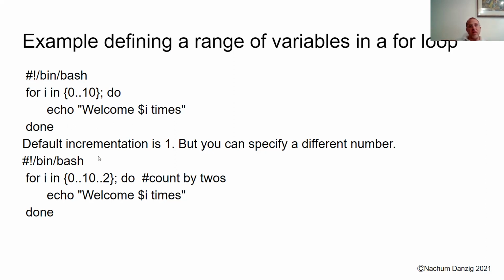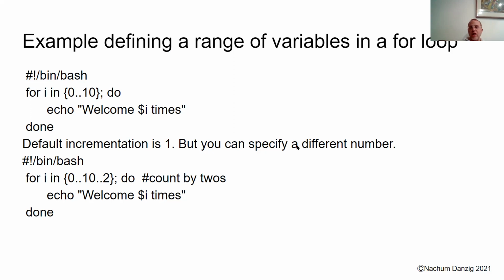So the default incrementation is 1. So it's going to print hello, welcome 0 times. Then it's going to print welcome 1 times, welcome 2 times, until it gets to 10, and it'll print welcome 10 times. And then the loop will finish. So this is a range. Well, that's kind of like a for loop. I'm just printing here hello. I could obviously add the numbers up also.